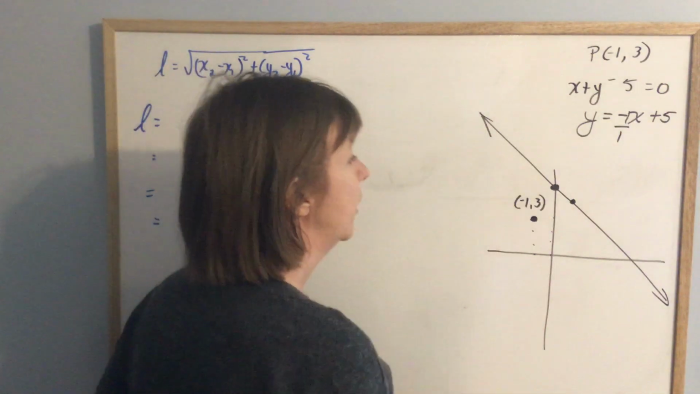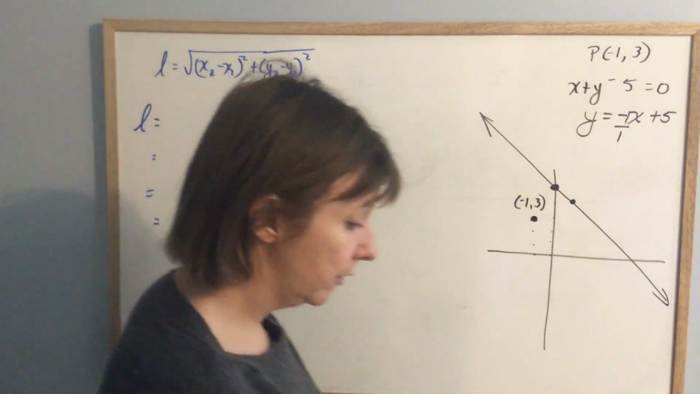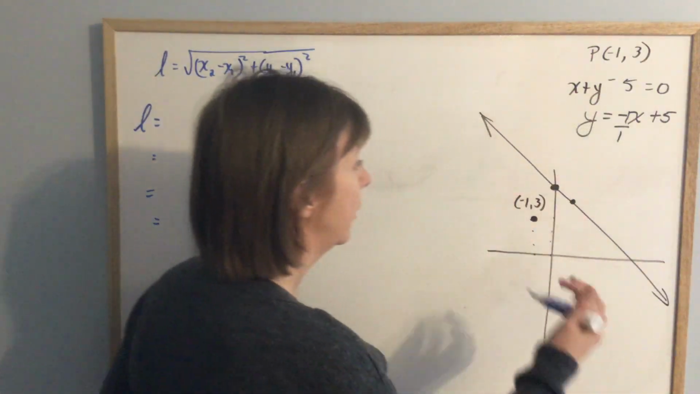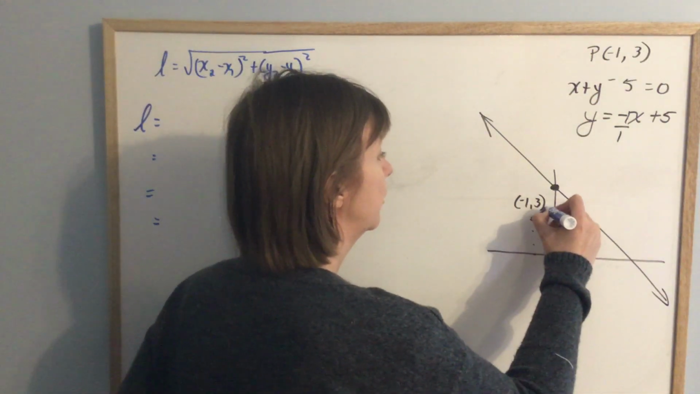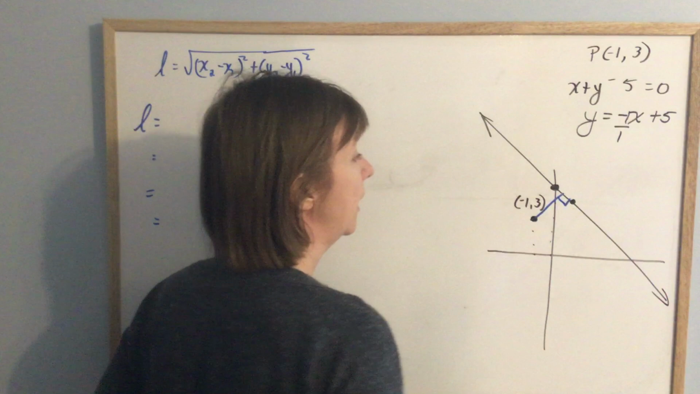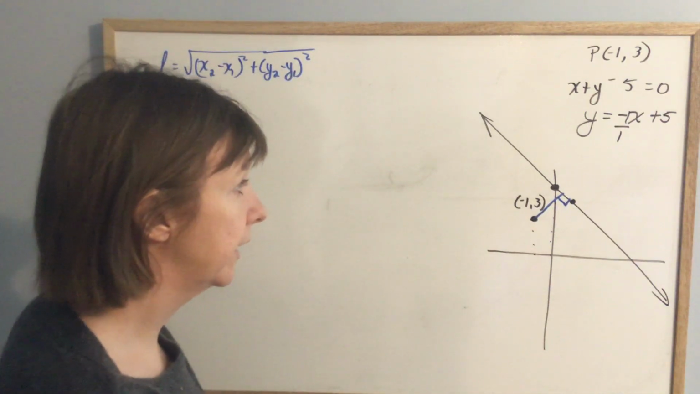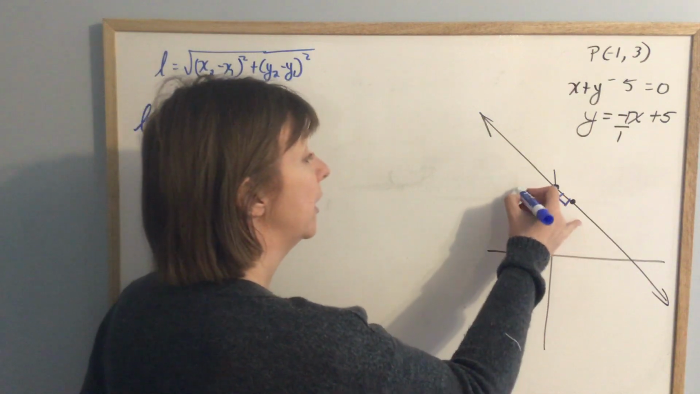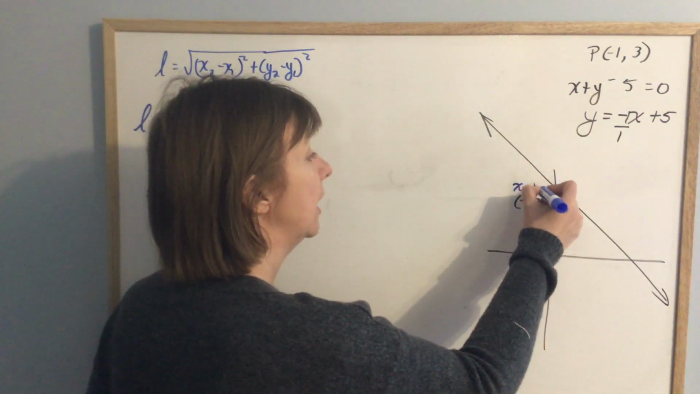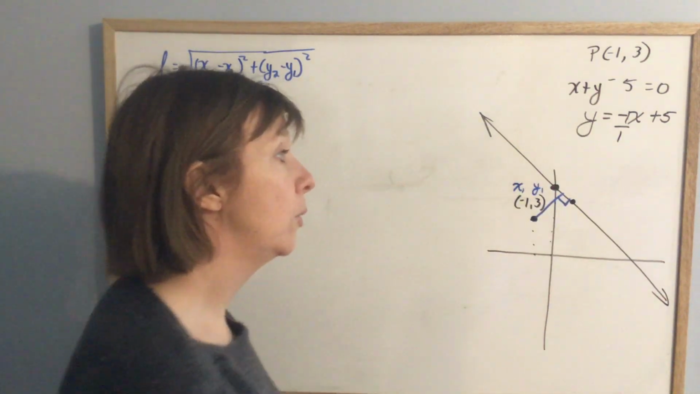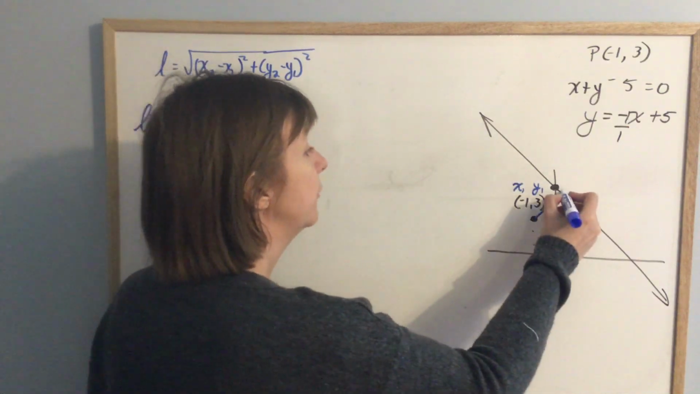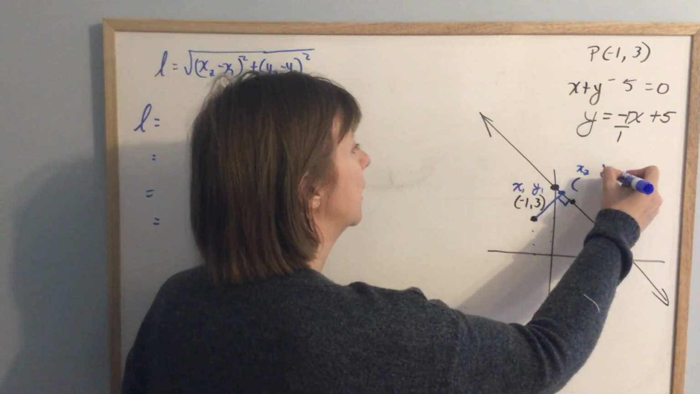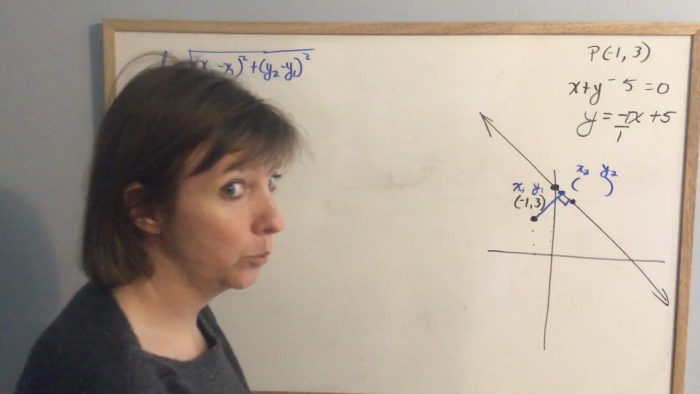So they want to know what is the shortest distance from this point to this line, and it will be a perpendicular line. So the beginning of this line is at -1 and 3. I'm going to call that my x1 and my y1. I need to figure out my x2 and my y2.